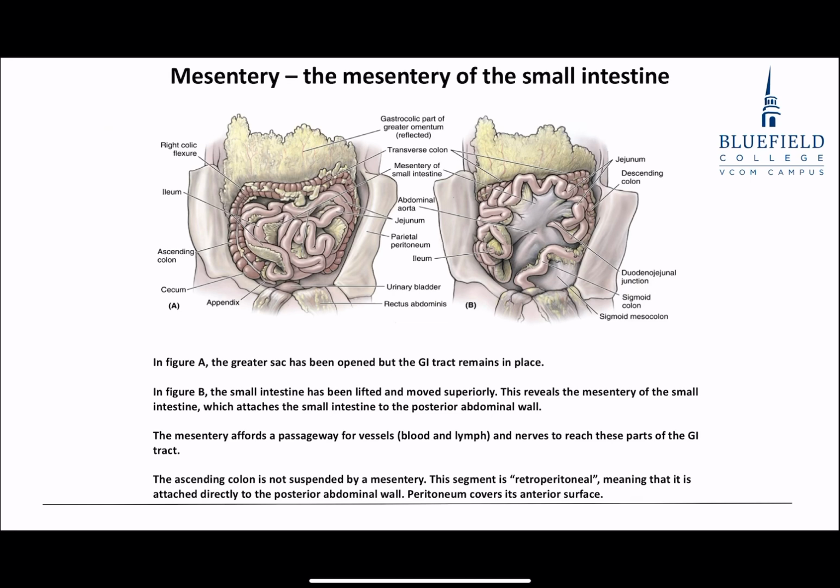Now, the next thing I want to do is we're going to go back to this picture. We're going to go to the next slide, and we're going to elevate the greater omentum, but we're also going to grab onto the large intestine, the transverse portion of the large intestine, and we're going to lift that up. Yes?